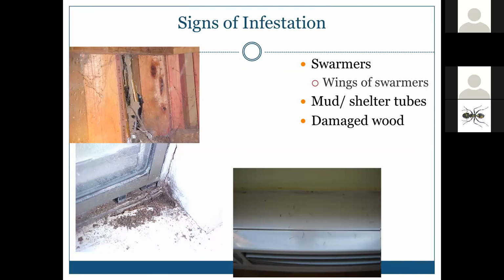You can look for those mud or shelter tubes, and those can either be on the outside of the structure. They can be on pier and beams. If you have a pier and beam house, you can have them actually inside wall voids, as you see in this upper left-hand picture. The other thing you can look for is damaged wood or mud like this. This is a windowsill that was leaking, and there was termites actually in the windowsill from where that wood was damaged.